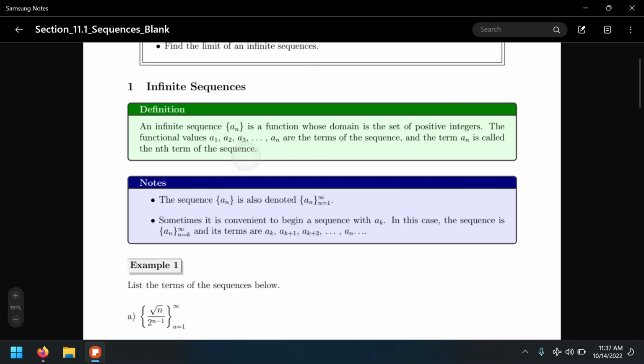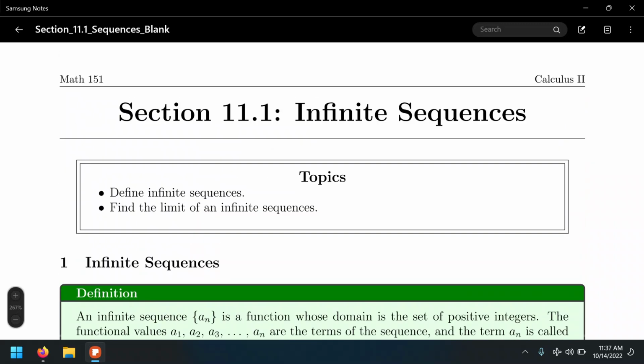So, okay, infinite sequences and series. Yes, we're going to go from chapter 9 to chapter 11. It doesn't mean that we're not going to cover chapter 10. Chapter 10, we're going to cover at the end of the semester, during the last couple of weeks or so. So, we're going to spend a good minute looking at chapter 11.